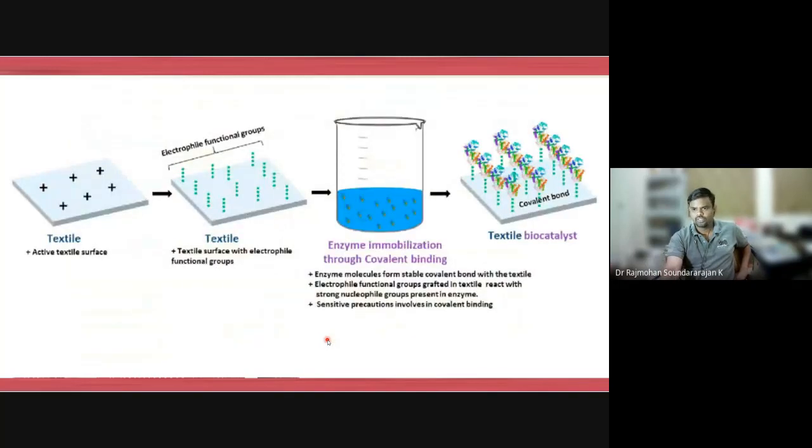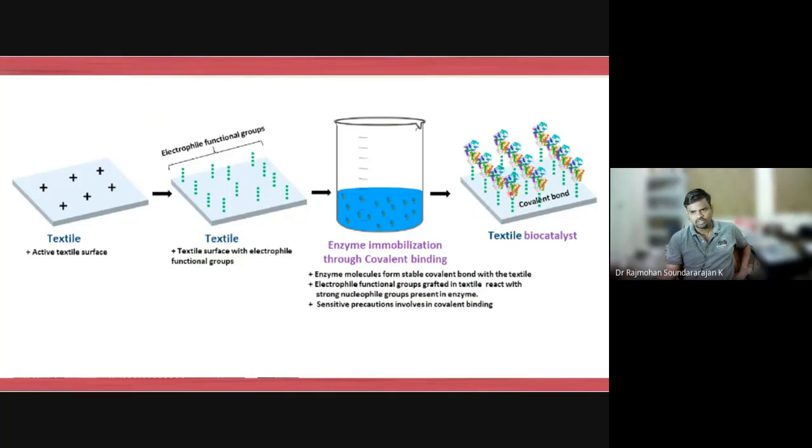This is one of the recent literature works where they have taken a textile material and added some active sites, which this plus represents on the textile surface. They introduced functional groups; the textile surface was functionalized with electrophile groups. In the next step, the enzymes are taken into this medium where the enzymes are present. The enzyme molecules form a stable covalent bond with the textile.